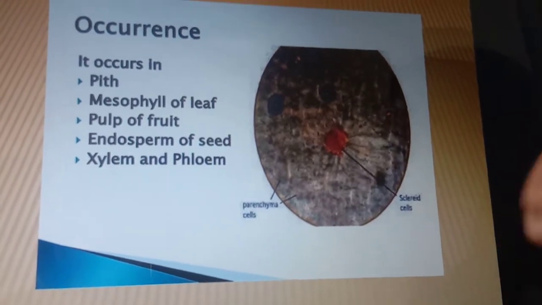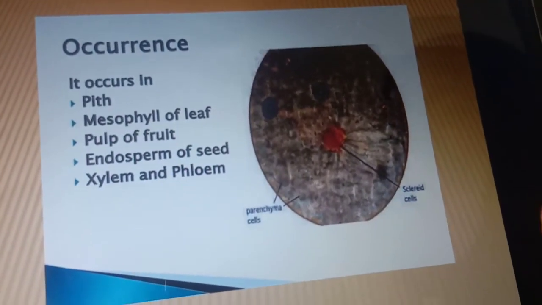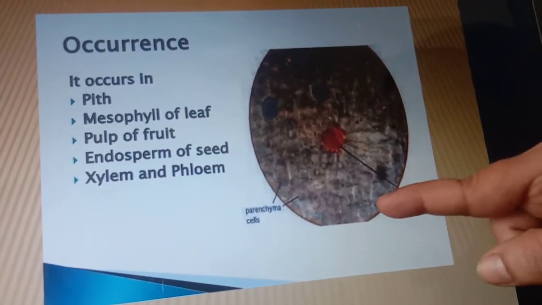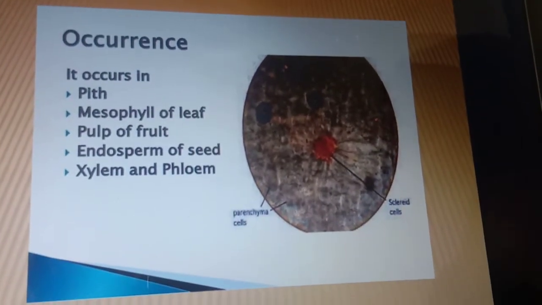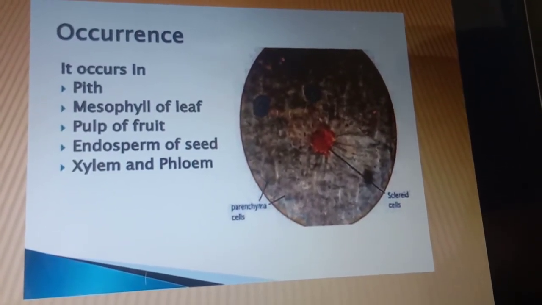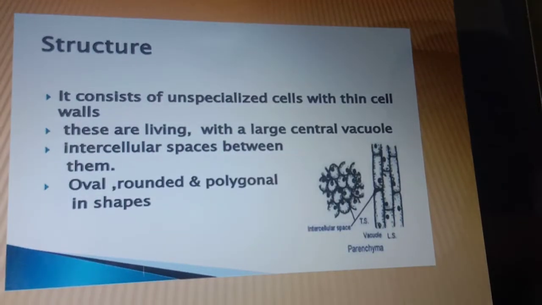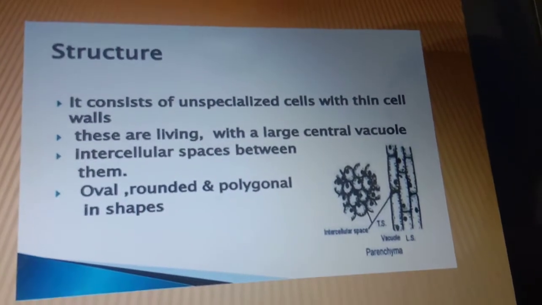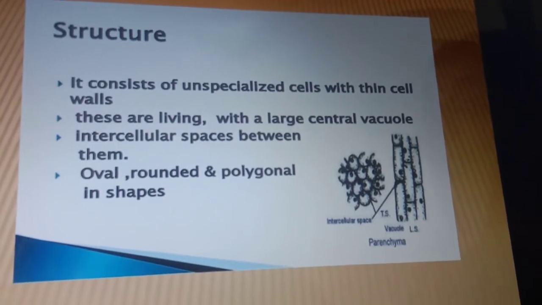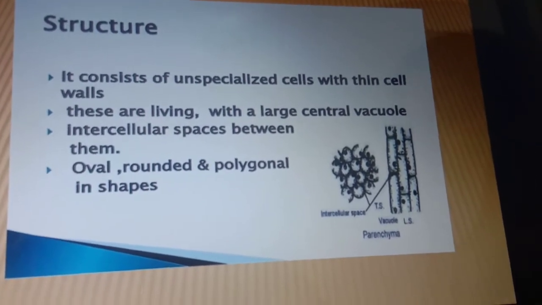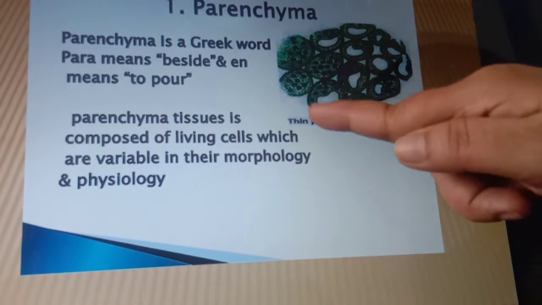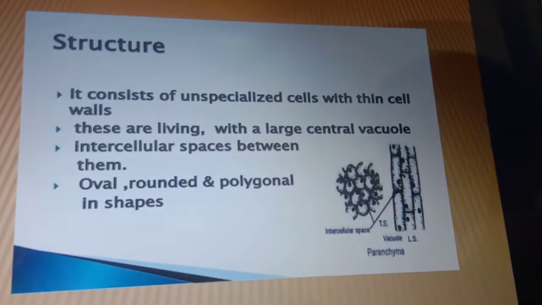Now where do they occur? They occur in the pith, mesophyll of the leaf, pulp of the fruit, endosperm of the seed, and in xylem and phloem. Then what is the structure? It consists of an unspecialized cell with a thin wall. Here you can see the cells are having the thin wall.